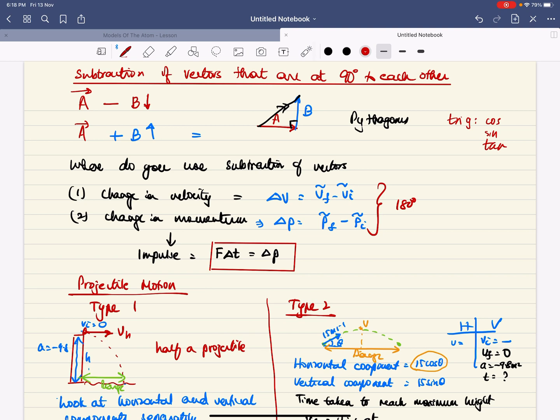Okay, now when you use the subtraction of vectors, they're used for either change in velocity or for change in momentum. And I put these little squiggles here for change in velocity and change in momentum. These little things indicate that direction is important. So don't forget direction, because when you subtract, you've got to change the minus to a plus, and if it's an arrow pointing to the right, you've got to switch it to the left and then do vector addition.